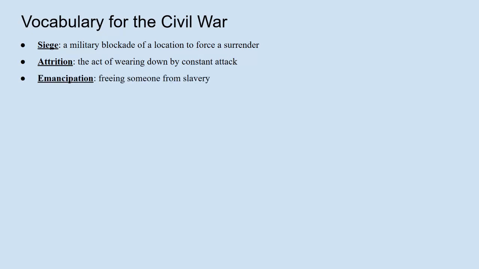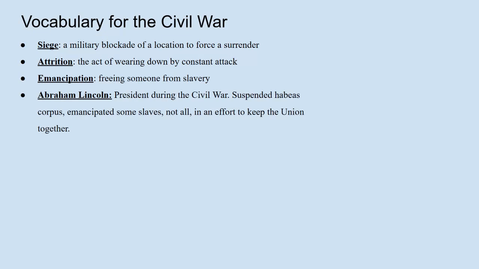Emancipation is the freeing of someone from slavery. So to emancipate somebody is to free them from slavery. That usually is shown with the Emancipation Proclamation, which is another term we'll see in a minute. President Abraham Lincoln was president during the Civil War. Let's not forget he got elected, and then South Carolina started to secede, and other southern states started to secede as well. While he was president, he did suspend habeas corpus.